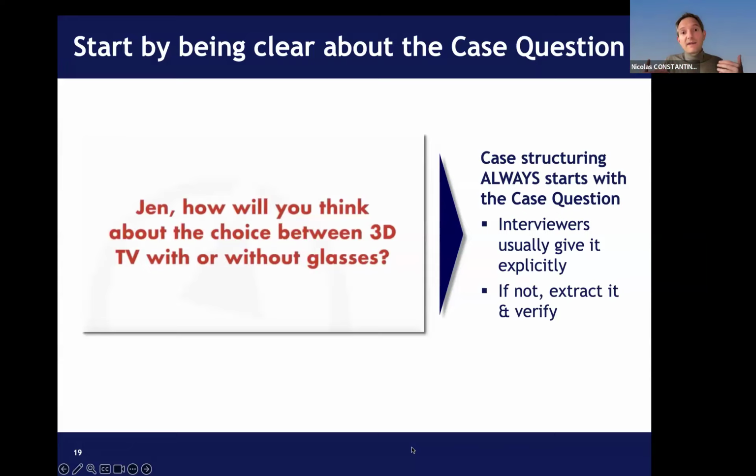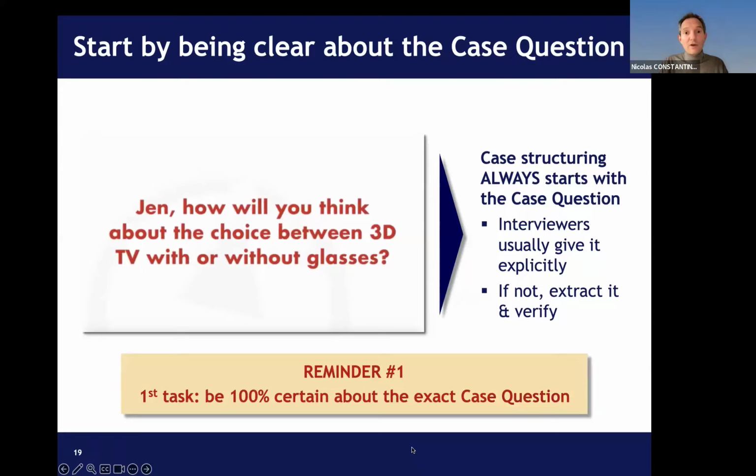Now, most of the time, the interviewers give it to you on a silver platter. Here it is. Sometimes, maybe 1 out of 5, 1 out of 4, they don't give it to you explicitly, so you kind of need to extract it. You might remember we did that with the help desk case, right? But either way, make sure that you are 100% certain about the exact case question, because that is what you will need to structure. Not the whole context, just the question.